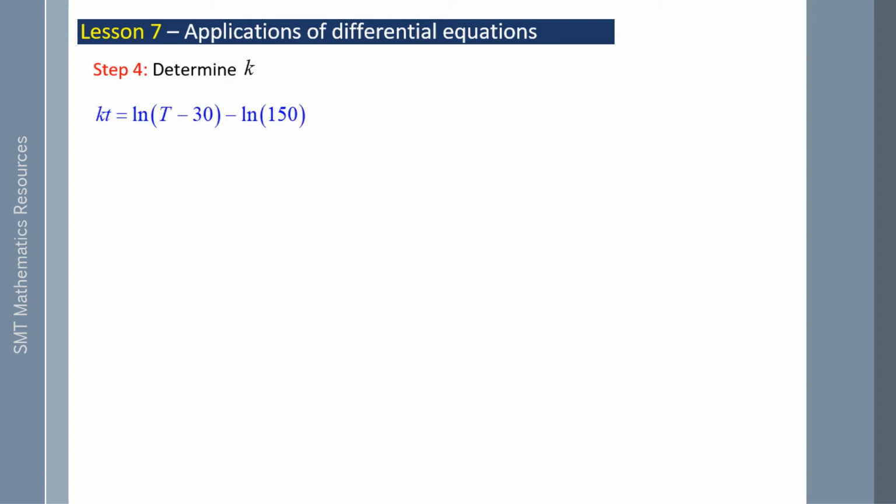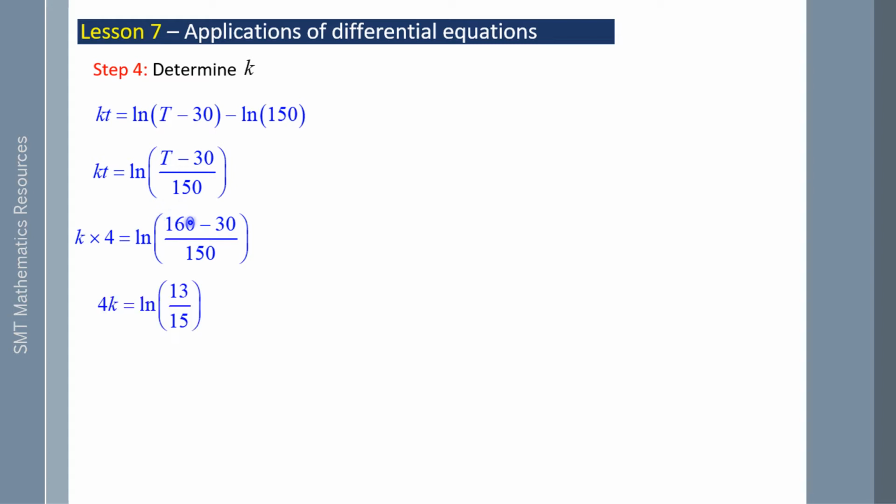So now to determine k, we can sub that back in, where here's our constant of integration. We now have kt equals the natural log of this, take the natural log of this. Using log laws, we have the quotient of T - 30 and 150. We can now sub in our time, which is 4. At that point, the temperature was dropping to 160 degrees Celsius.